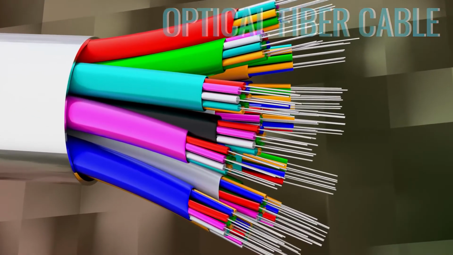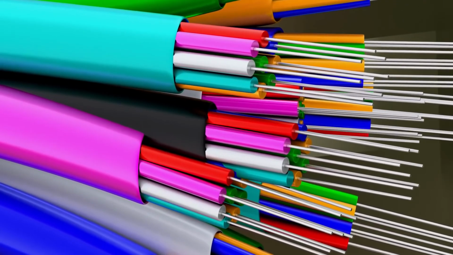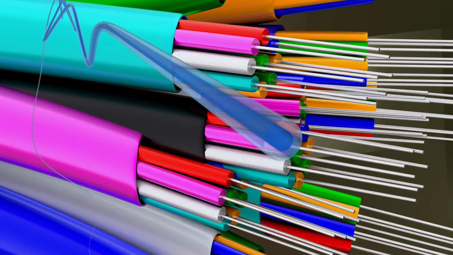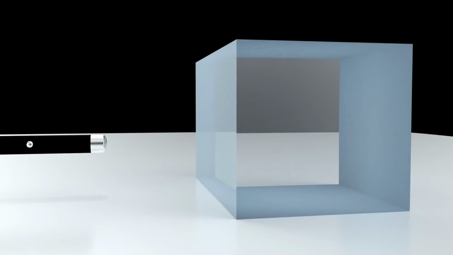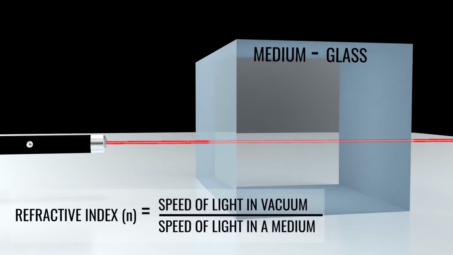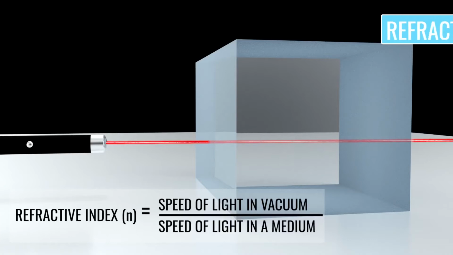Optical fiber cable is made up of thousands of fiber strands, and a single fiber strand is as thin as a human hair. Optical fibers carry information in the form of light. Let's first learn some fundamental behaviors of light to understand the workings of optical fibers. The speed of light changes when it passes through a medium, and this change in speed is expressed by the refractive index. This variation in the speed of the light leads to another interesting phenomenon: refraction.